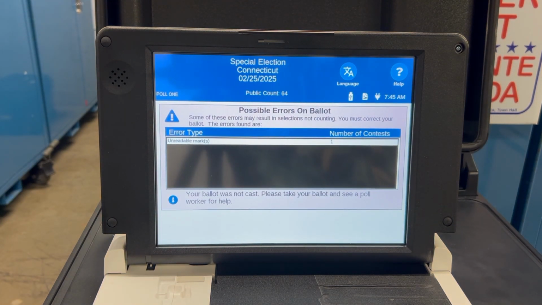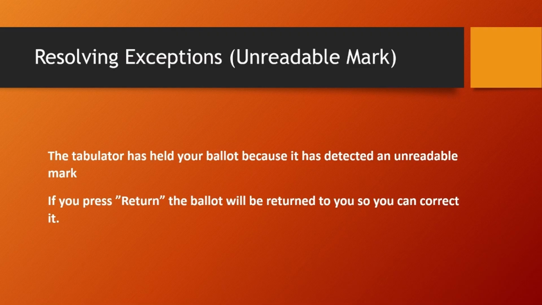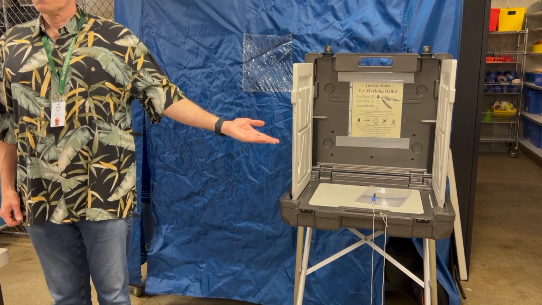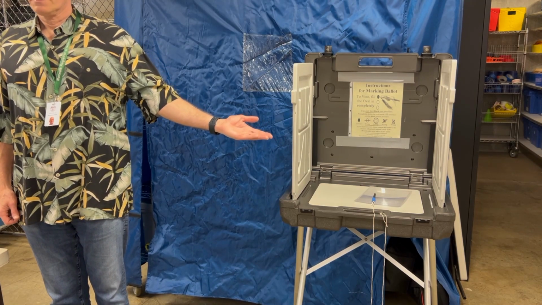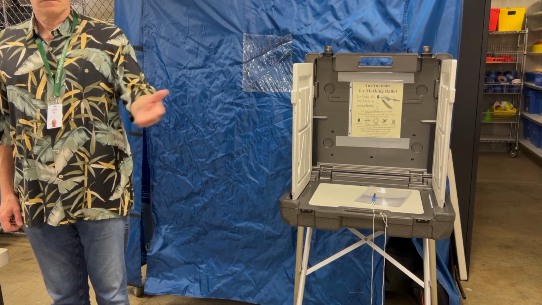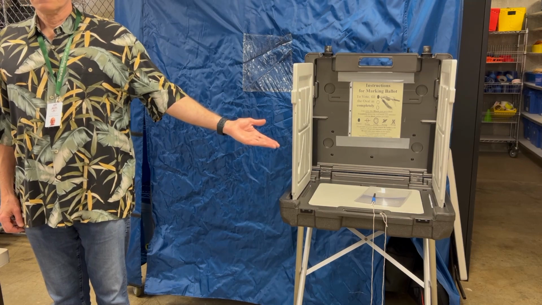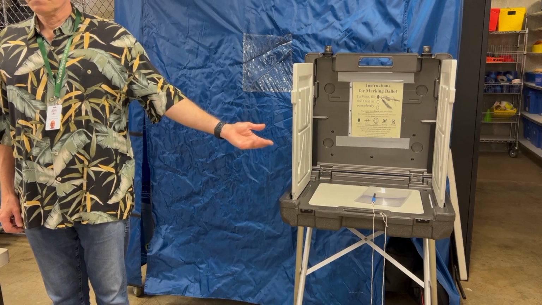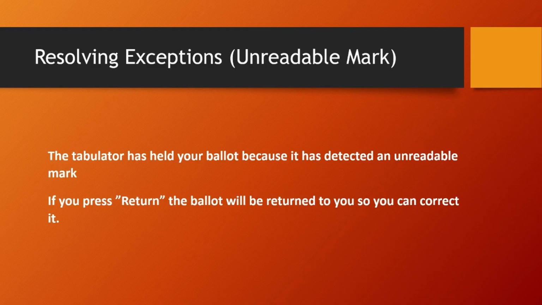The tabulator tender should say, "The tabulator has held your ballot because it has detected an unreadable mark. If you press return, the ballot will be returned to you so you can correct it." The tabulator tender should direct the elector to the nearby privacy booth to correct the ballot. The elector will not have to wait in line again if they choose to correct their ballot. If the ballot needs to be replaced, the tabulator tender can direct the elector to the ballot clerk.